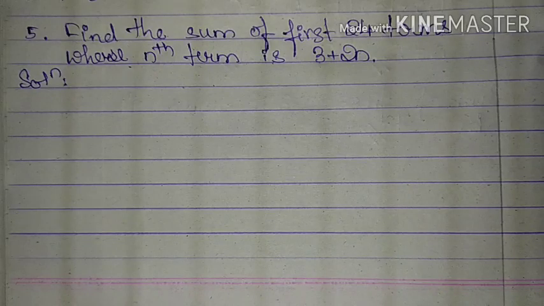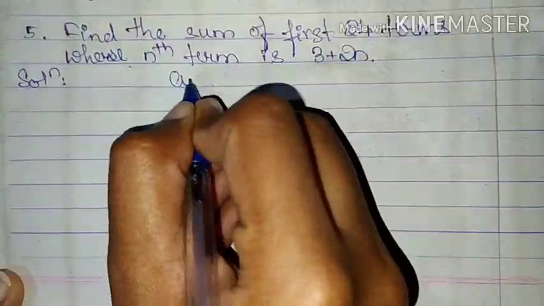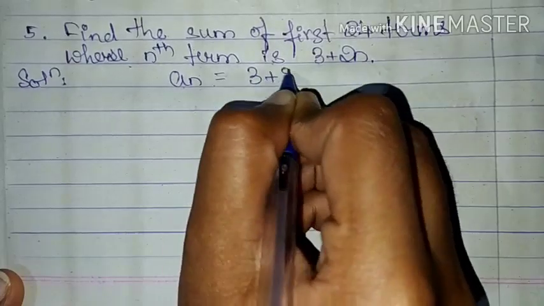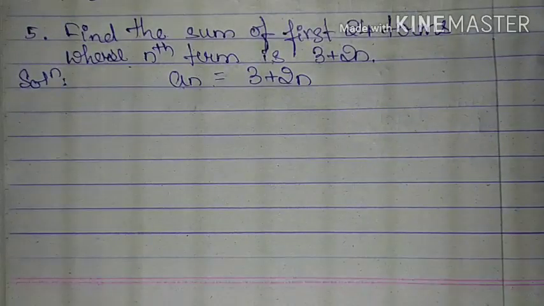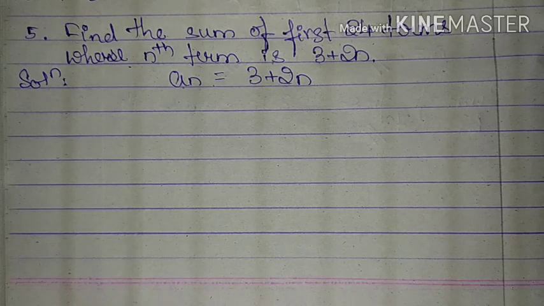Fifth question is a little bit tricky one. Alright. Here they have asked to find the sum of first 24 terms whose nth term is 3 plus 2n. They have not given an arithmetic progression here. They have just told you to find the sum of first 24 terms of an arithmetic progression whose nth term is 3 plus 2n. That means an for this AP is of the form 3 plus 2n. We know that an is equal to a plus n minus 1 into d. That is the conventional formula which we use to determine an.